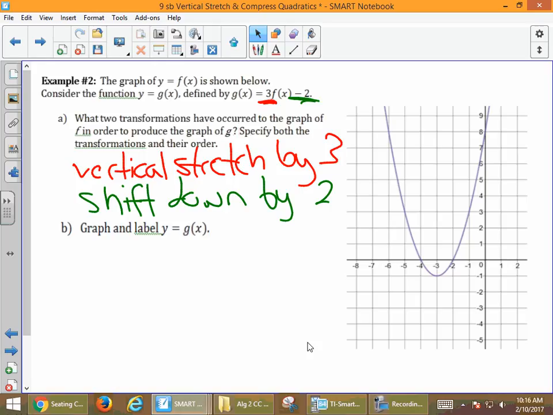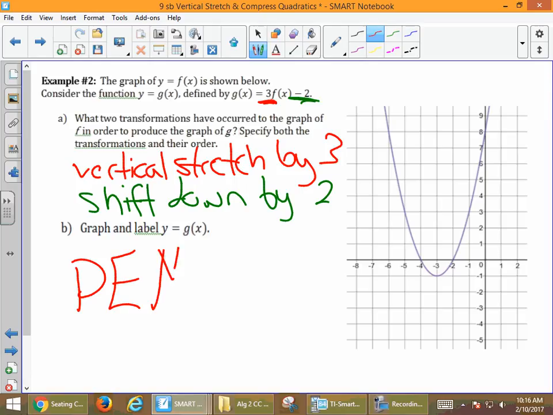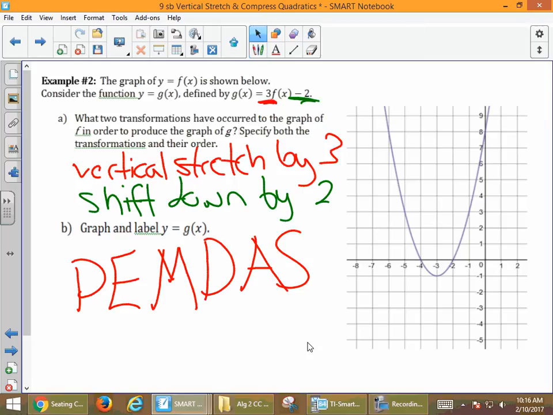We're going to multiply first, because if we think order of operations, or PEMDAS, which is parentheses, exponents, multiplication, division, addition, subtraction. Or you may have learned, please excuse my dear Aunt Sally, or some other mnemonic device to help you remember these. So vertical stretch is when we multiply the number. So multiplication right there.